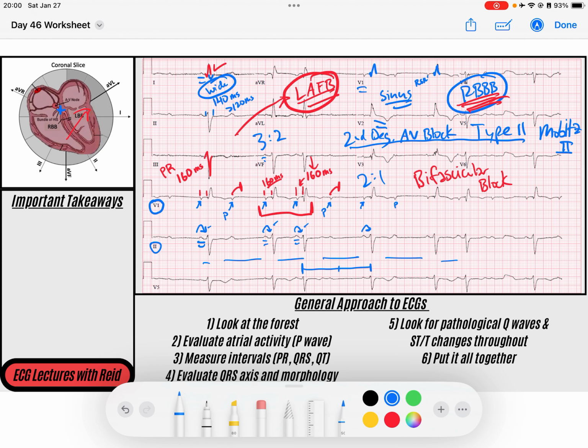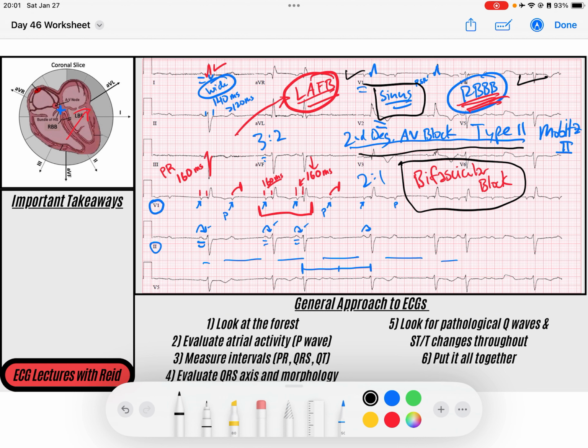And so let's put this all together. And what do we got? So we've got a sinus rhythm with a 2nd degree AV block, type 2, and a bifascicular block with a right bundle branch and a left anterior fascicular block.